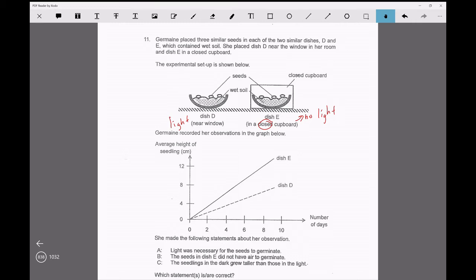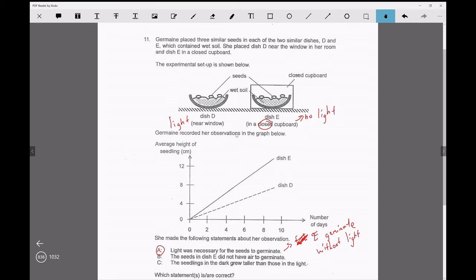So let's look at the statements. Light is necessary? No. Like I just said, light is not necessary because they both germinate. Or rather I should say E germinates without light. It is placed in a cupboard, so it doesn't have light, yet it can still germinate. So statement A is false, because it says they need light to germinate, which is not true. E proved that you don't need light.